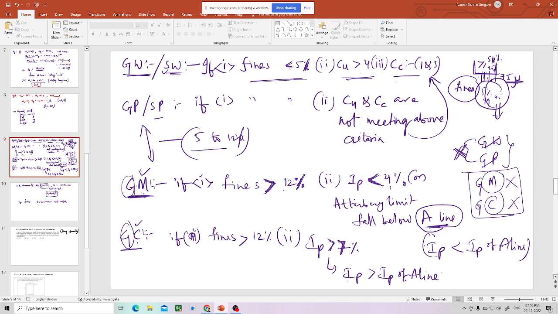You will find out the fines. You are getting fines in between this. You will find out the Cu and Cc. You will find out IP values. You will find out IP of A lines. You will find out everything. Then, after finding everything, if it is falling here and here, then it is GW. If it is falling here and here and here, it is GW-GM. If it is falling here, then here and here, it is GP-GM. If it is falling here and here and here, GP-GC.